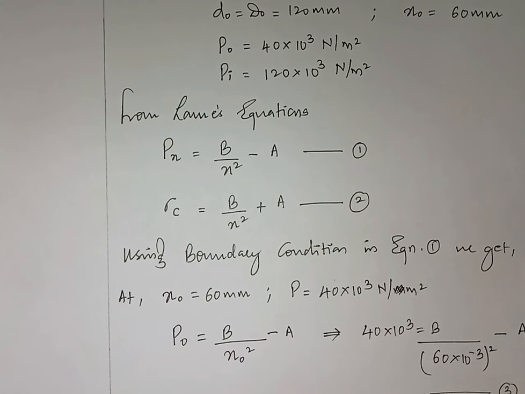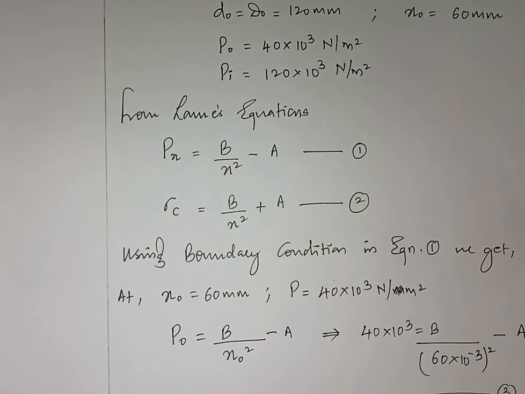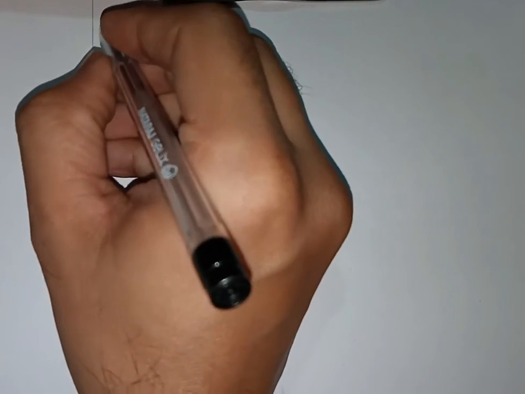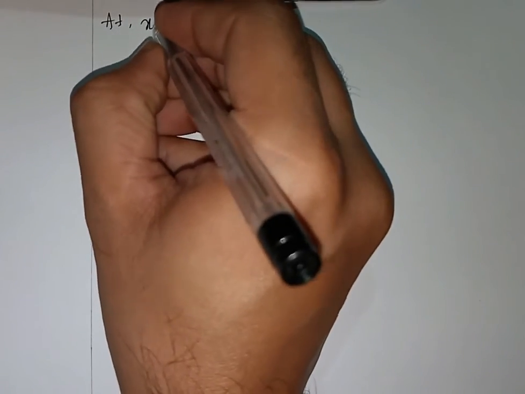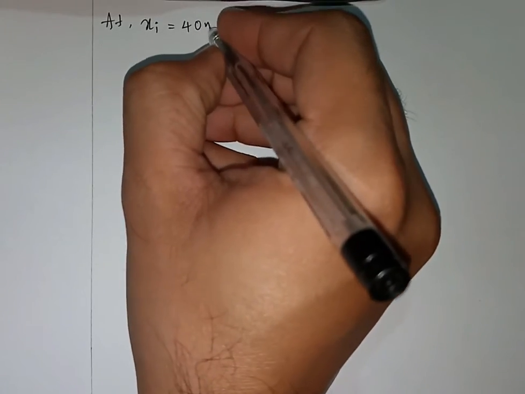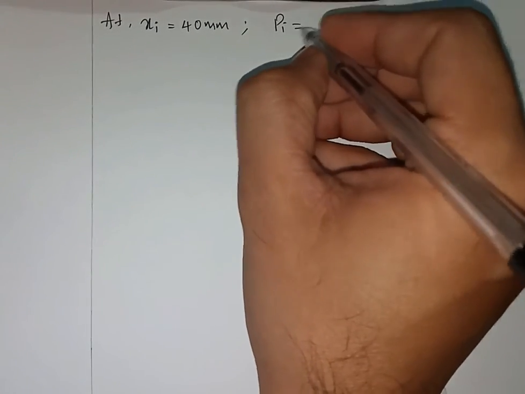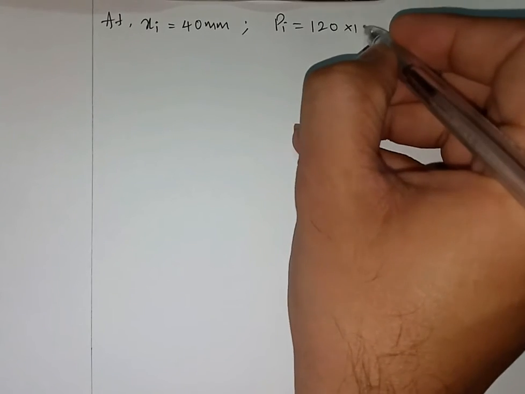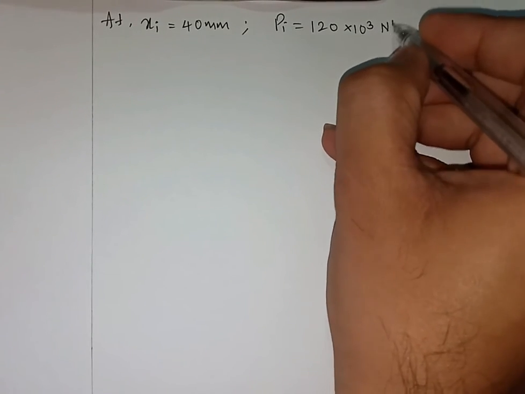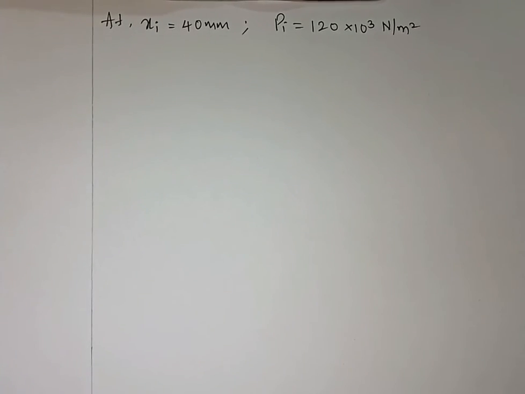Equation number 3. Now I'll be applying another boundary condition for the same equation 1. Okay, so applying the second boundary condition. So the second boundary condition is at xi equal to 40 mm, pi should be equal to 120 into 10 raised to 3 Newton per meter square.